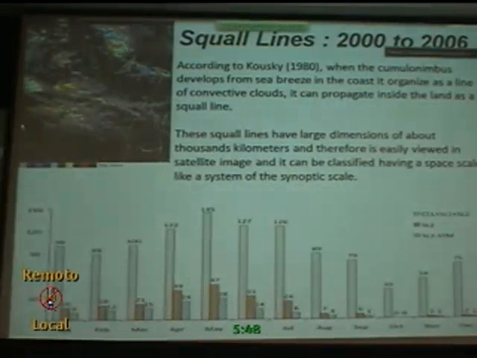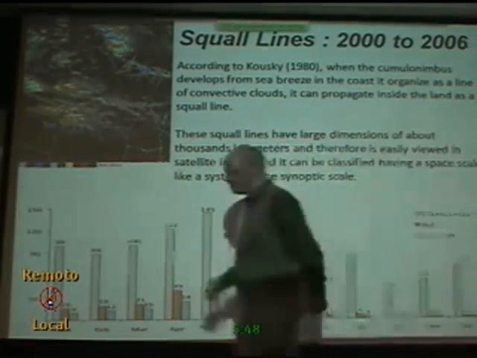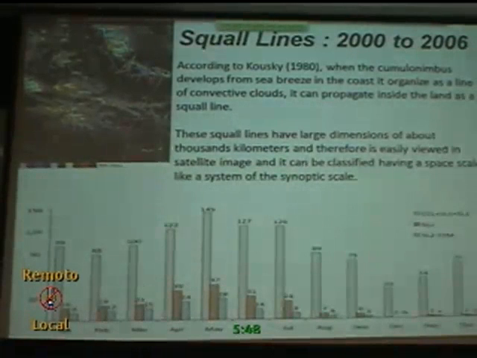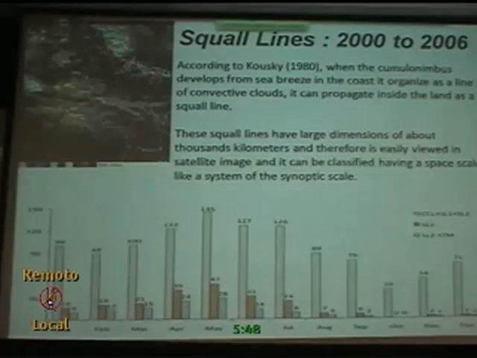When the chuva is coming to Belém, the focus, the target, was to study the squall lines, the big squall line. The system occurs because of the sea breeze on the coast. And you see, it's very large. When you see the satellite imagery, you can think that this is only one organized system.